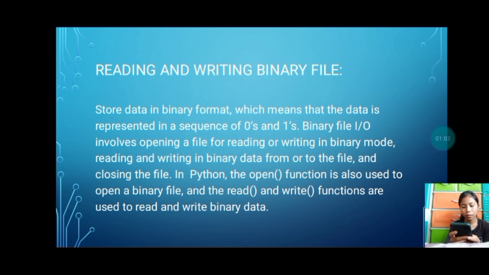So the output is the binary files are not human-readable and the content is unrecognizable. The actual output was bigger. So, write to binary file. The WB mode of the open method is used to open a file for writing. Note, the binary files are not human-readable and the content is unrecognizable.